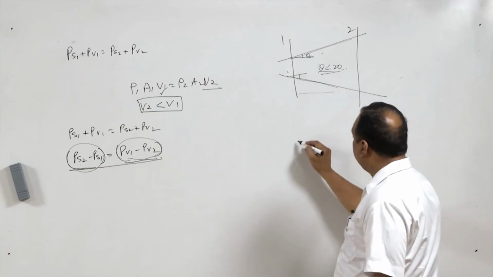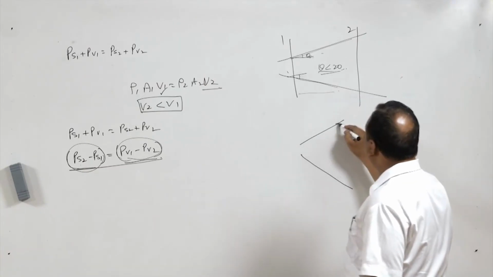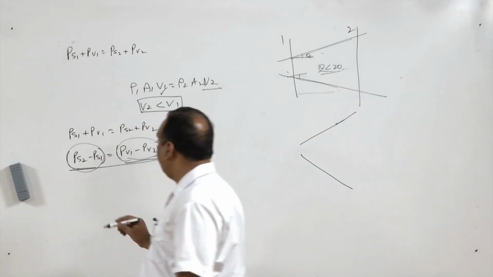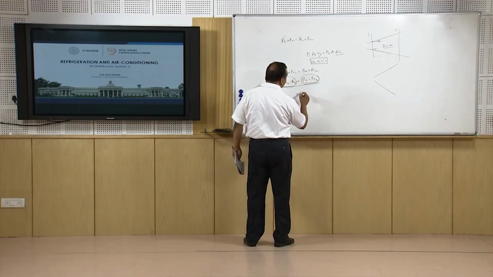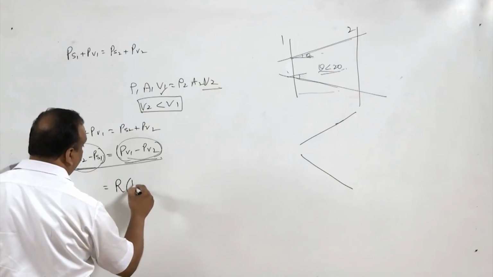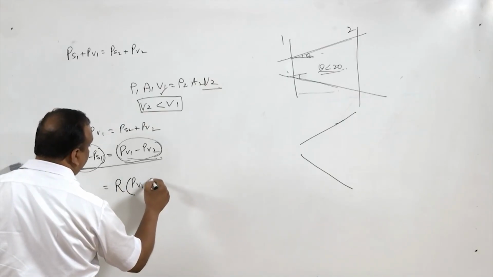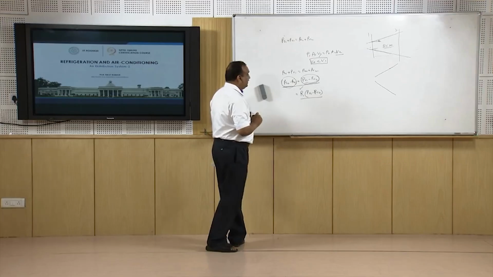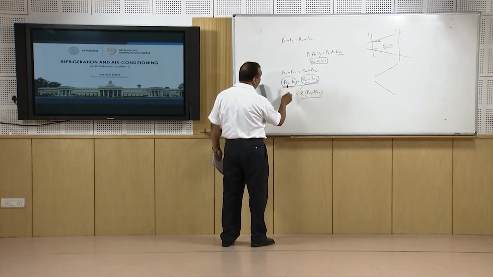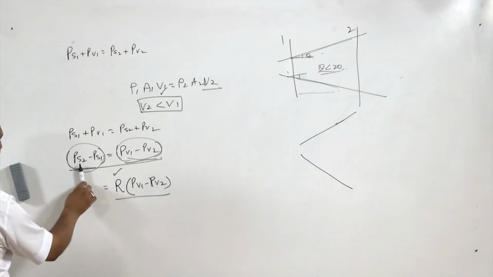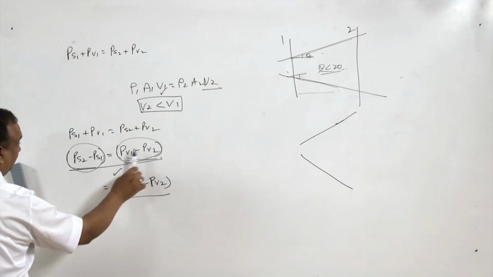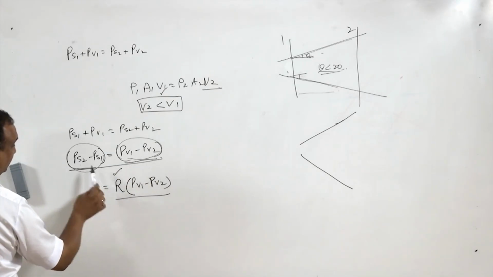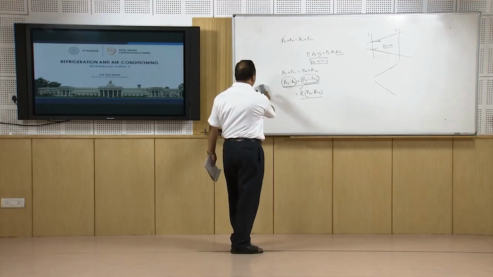If it is more than 20 degrees, this will not hold true, and the static regain has to be multiplied by a factor R, known as the static regain factor. It means some losses will be there, so R is less than 1. The change in dynamic head has to be multiplied by the static regain factor, and only then will we get the static regain.